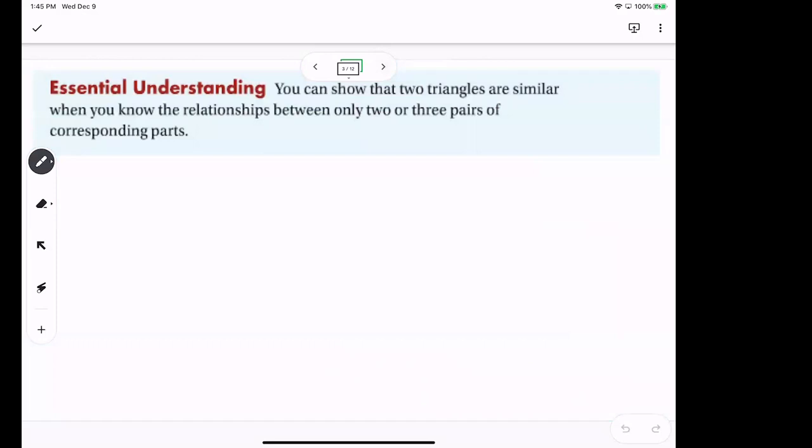Okay, so the big deal here, kind of like what we did with congruence, we start out having to talk about all 6 pieces, all 3 angles, all 3 sides, and then we started talking about some ways to make that simpler and ways to make that take less time. We're going to be doing the same thing here with similar triangles. So we don't need to show that all 3 angles are congruent to all 3 angles, and all 3 sides are in proportion to all 3 sides. We can show limited parts of that and make our lives a lot easier.